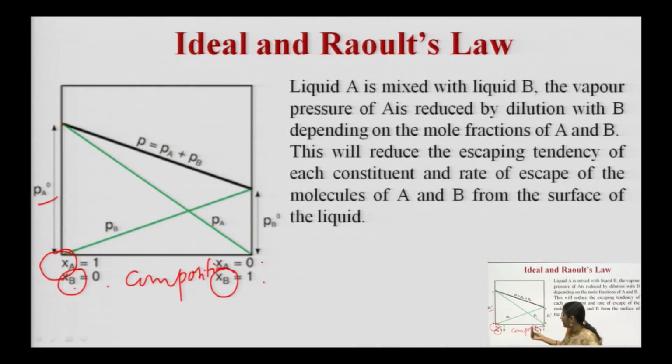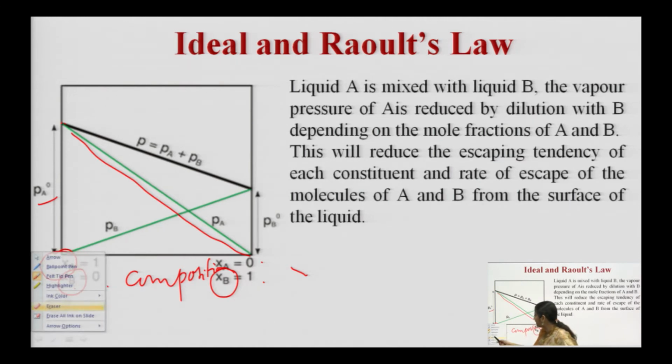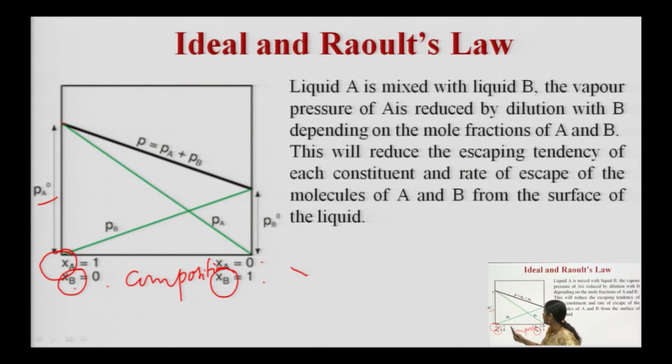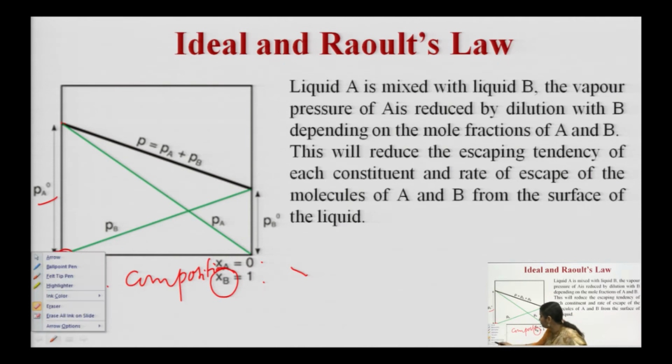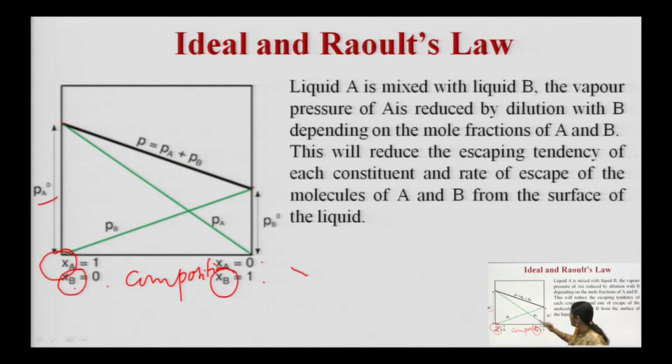A to B. As this B is added to this A, what is happening? The vapor pressure of A goes on decreasing till it reaches 0. You can see the vapor pressure of A is decreasing. And here this represents the vapor pressure of B at this point.